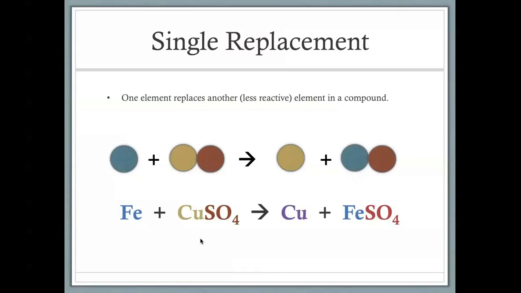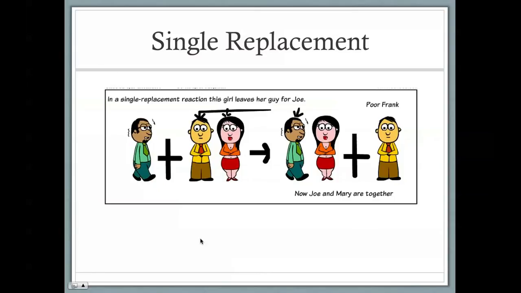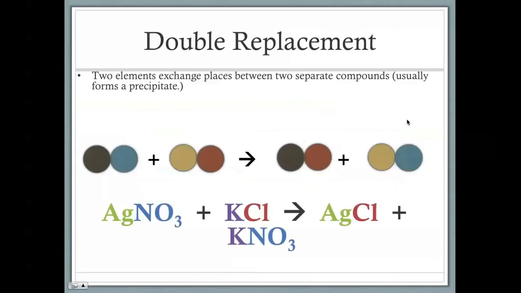So this is similar to the graphic that you see on your screen. Mary was basically with Frank, and then she dumped him and started dating Joe. And while it's great for Joe, now poor Frank is by himself. So again, representing a single replacement reaction.